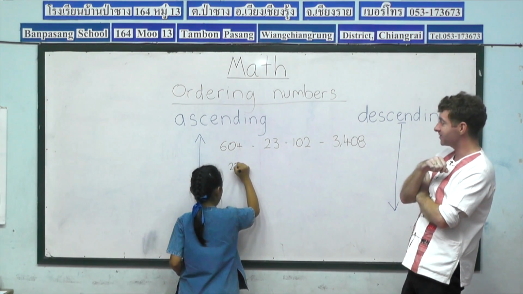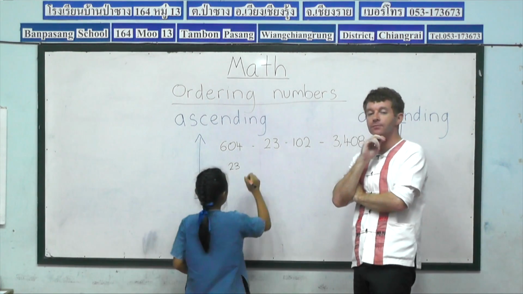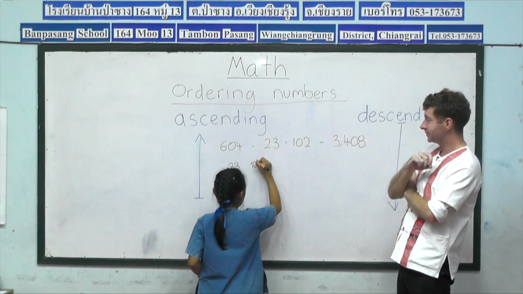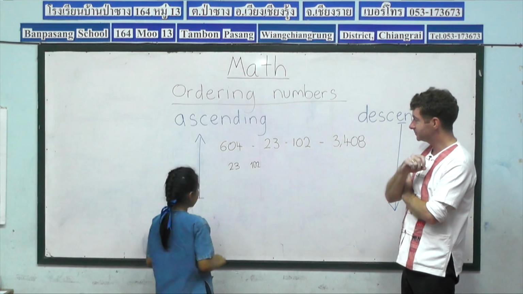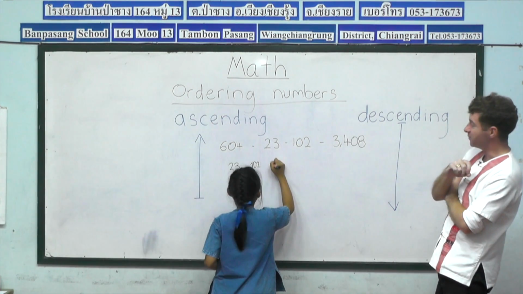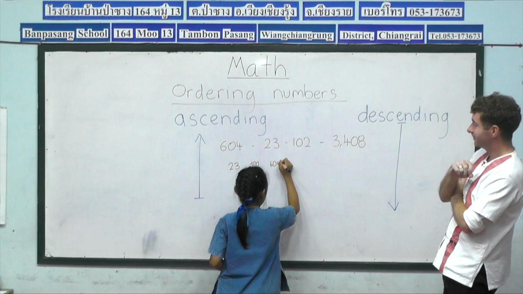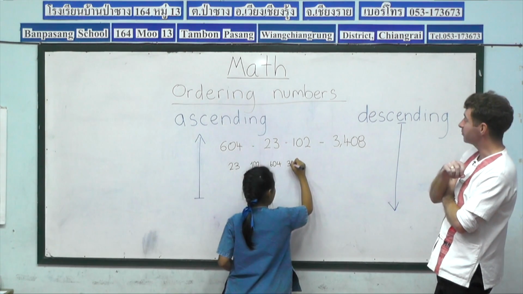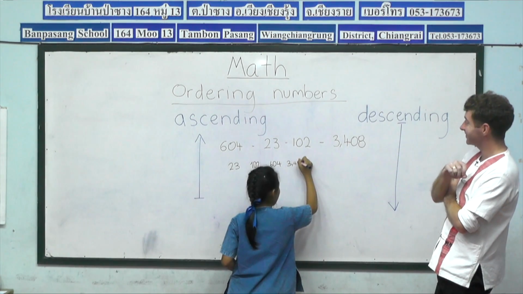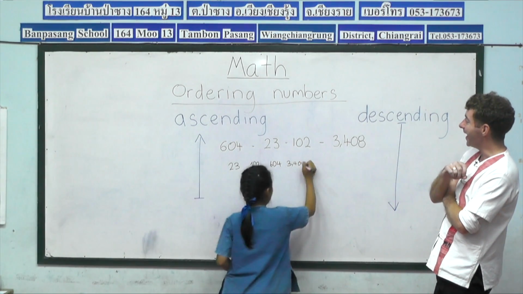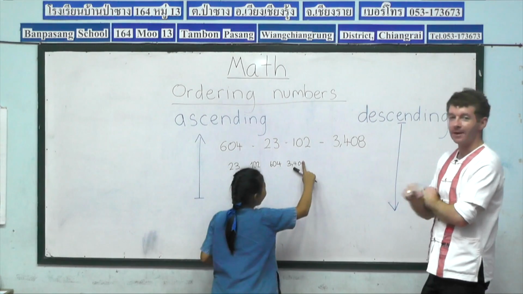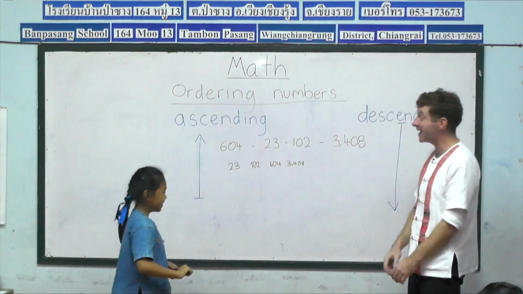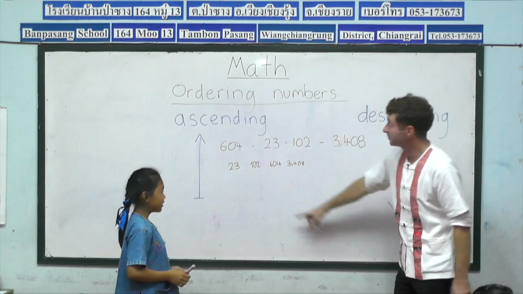23. Perfect. Now, what's the next number we have to... 102. The next smallest. Well done. And then... 304. Perfect, Nadia. Very well. 408. 3,408. Excellent. Oh, apart from the final digit, which should be 8. That's perfect, Nadia. Excellently well done.